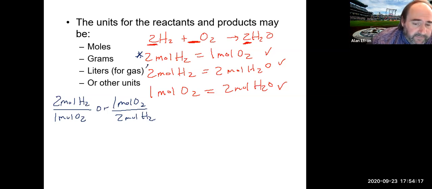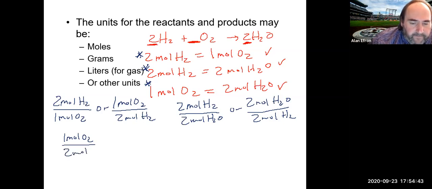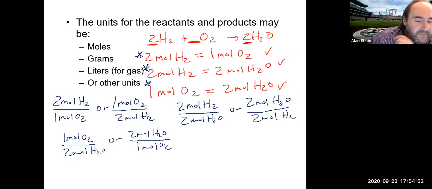For the second relationship, you could also get 2 conversion factors. You could say 2 moles of H2 gives me 2 moles of H2O, or 2 moles of H2O gives me 2 moles of H2. And lastly, for our third relationship, you could write 1 mole of O2 gives me 2 moles of H2O, or 2 moles of H2O gives me 1 mole of O2. So from this one balanced equation, we essentially can come up with 6 different conversion factors.